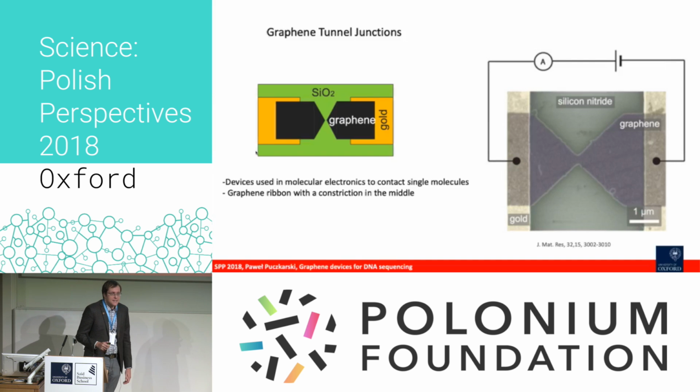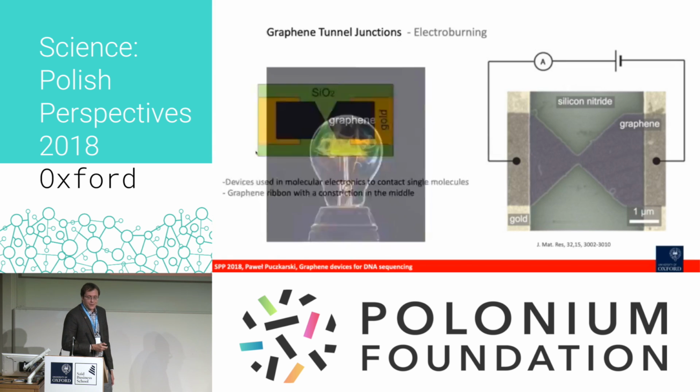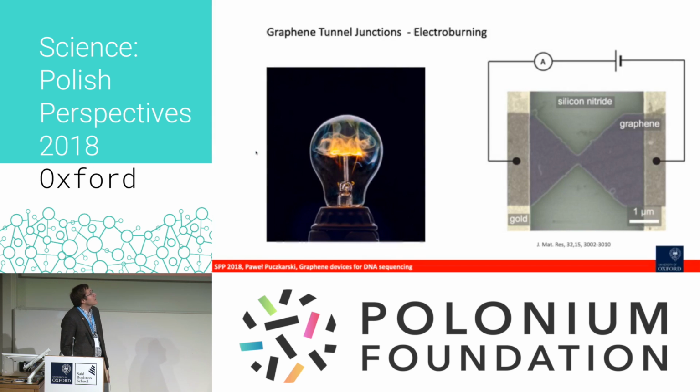My task is to introduce a very small gap in the middle, right here, separating the left electrode from the right one. This gap has to be small enough to accommodate just a single molecule or a single DNA strand. In order to introduce this gap to graphene, I apply a protocol of electroburning, which might be compared to the mechanism of light emission in an incandescent light bulb.